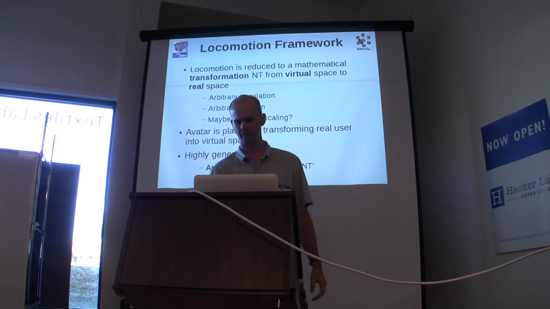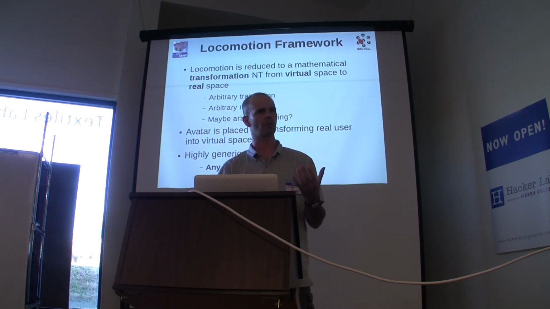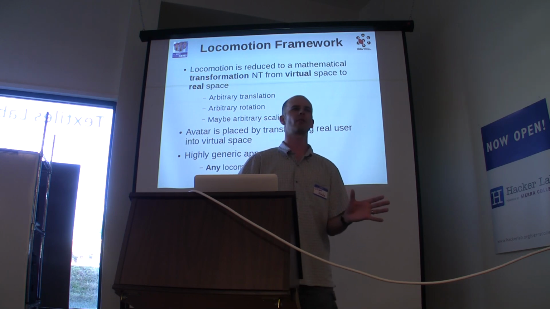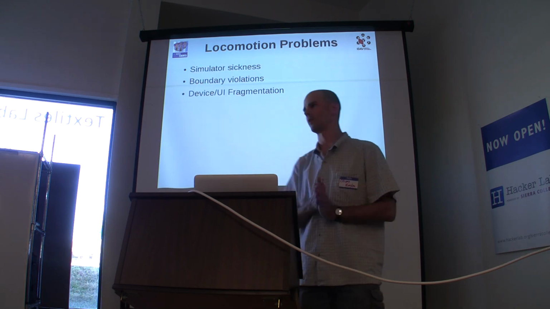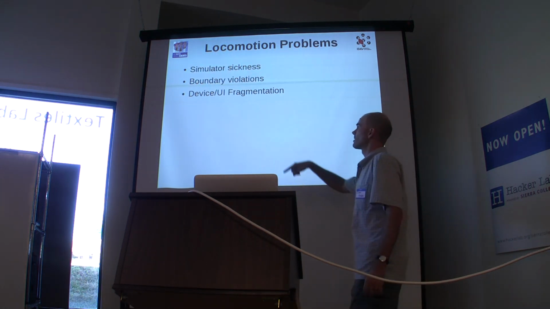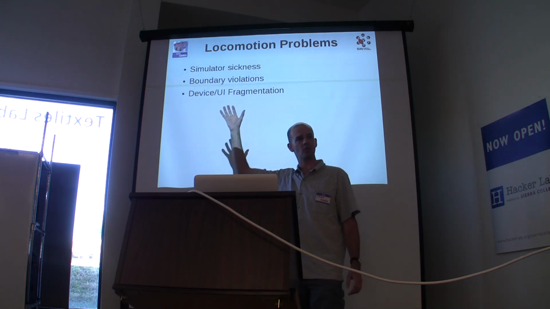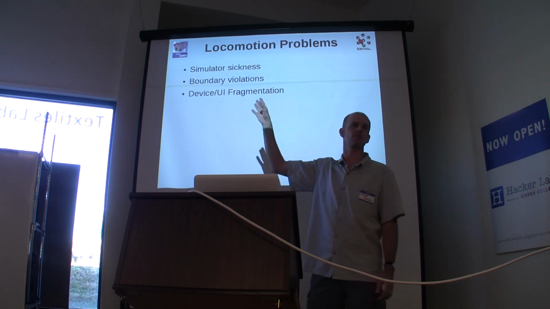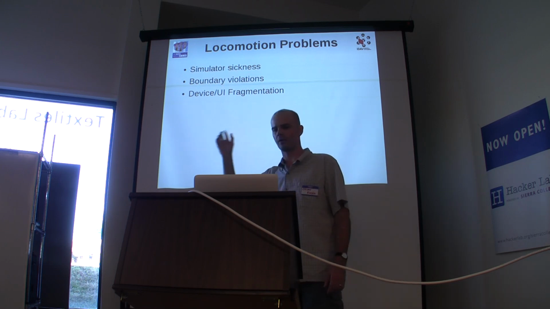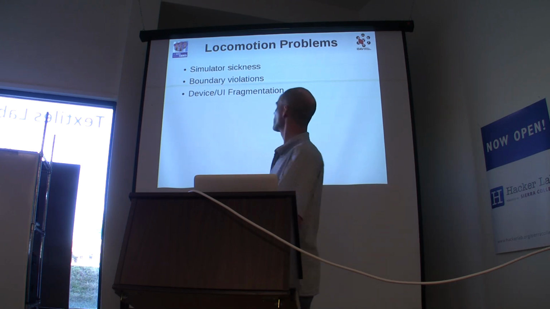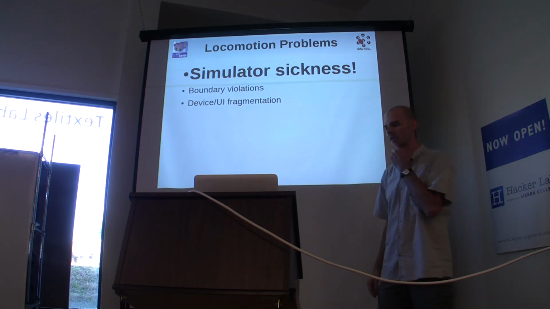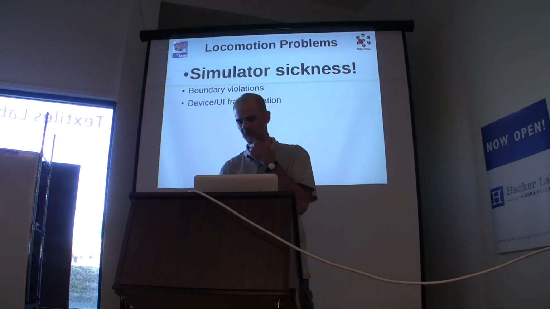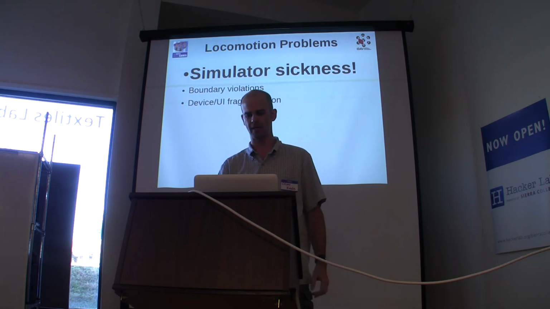So now that we have a framework to think about locomotion, now we can actually talk about the problems that arise from locomotion. And as I mentioned earlier, there are 3 problem areas. There's simulator signals, there's boundary violations, we ran into that, and there's device/UI fragmentation. And of those, simulator signals is definitely the big one. So let's talk about that one first. The bane of VR, simulator signals.